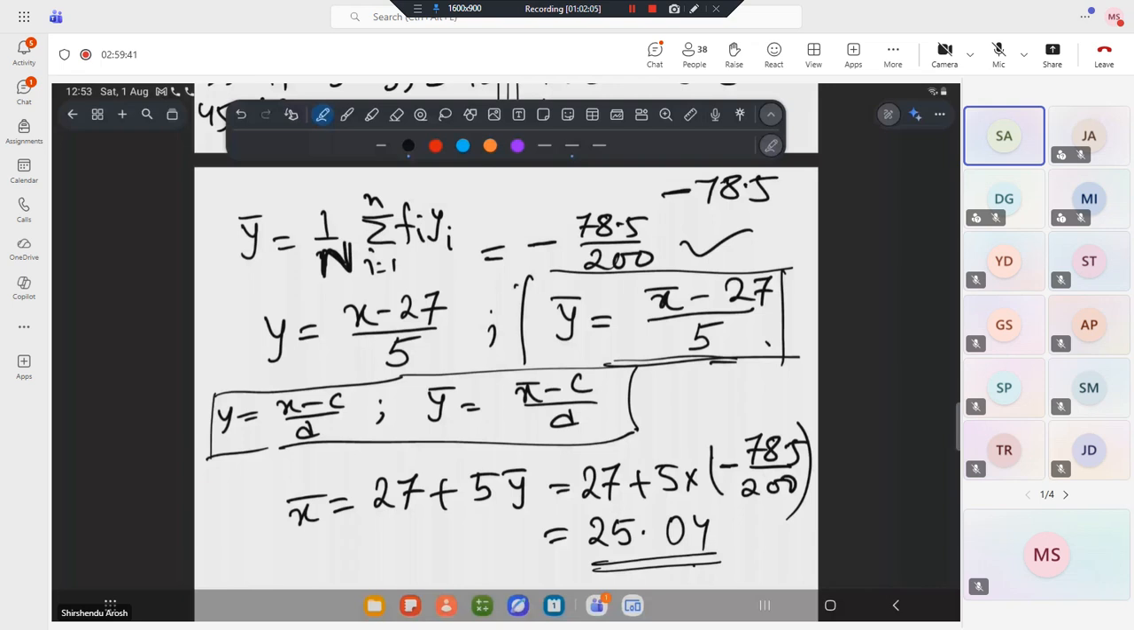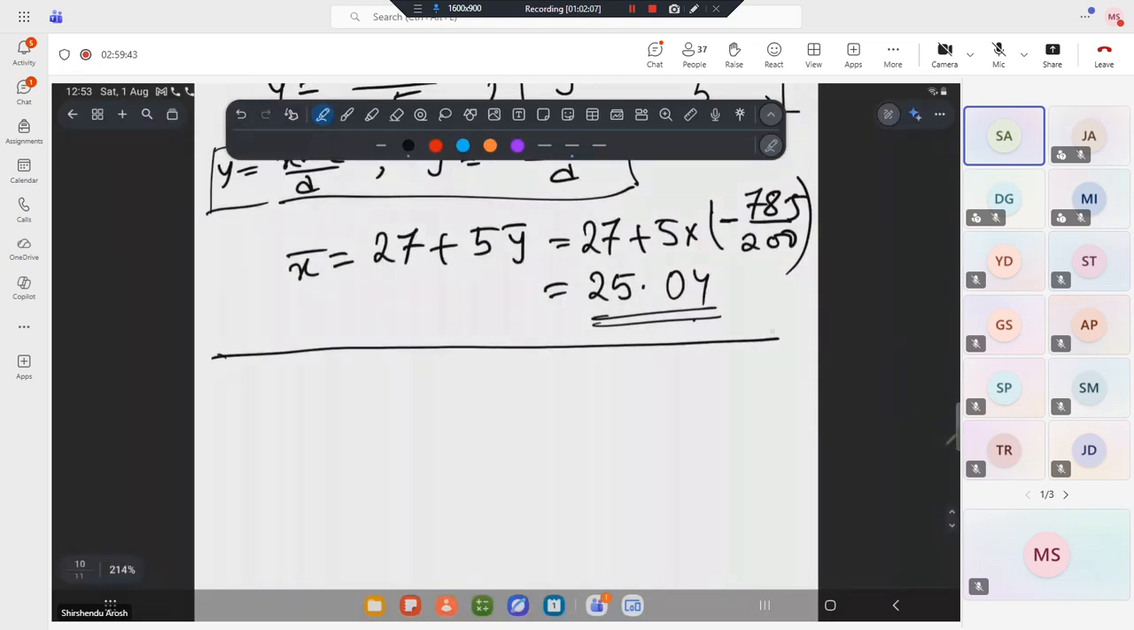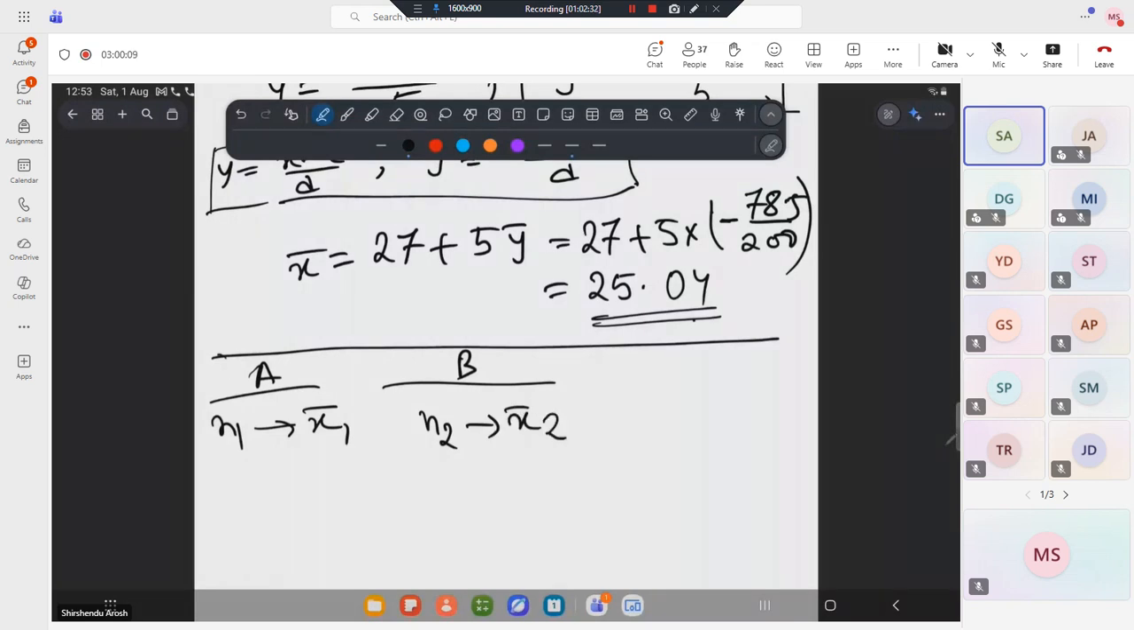Now the last thing. Suppose I have two divisions, division A and division B. Division A has n1 students, and they get a mean of x1 bar for some subject, say business statistics. Division B has n2 students and their mean is x2 bar. Now if somebody asks you to give the composite mean of the whole class, how should I find it?